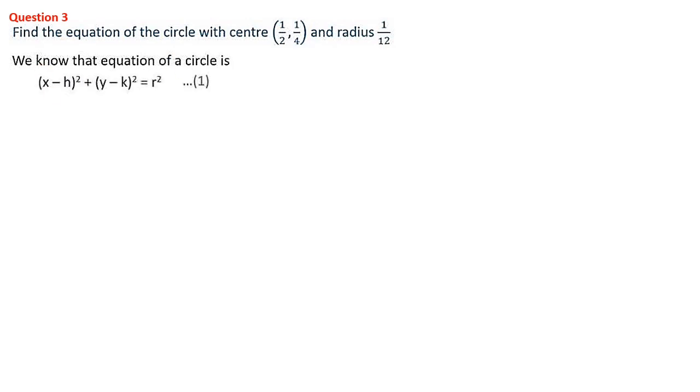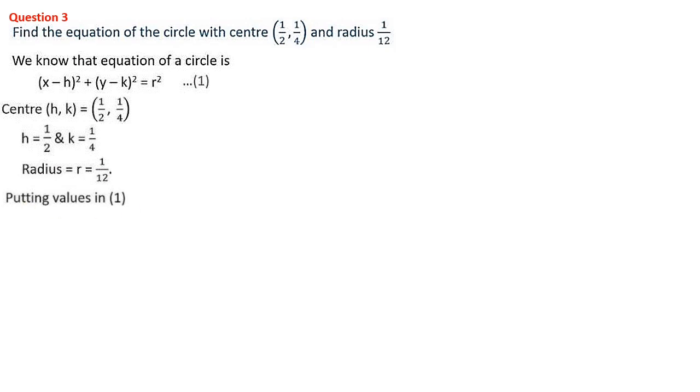Equation of the circle x minus h the whole square plus y minus k the whole square is equal to r square. Here h comma k, that is the center 1 by 2 comma 1 by 4, and the radius we know that it is 1 by 12. So h is first corresponding x value 1 by 2, k is y value, that is 1 by 4. Then r is 1 by 12. Even without writing directly from the question also, you must be able to write.